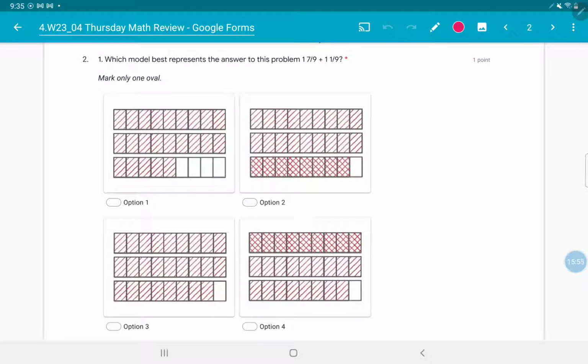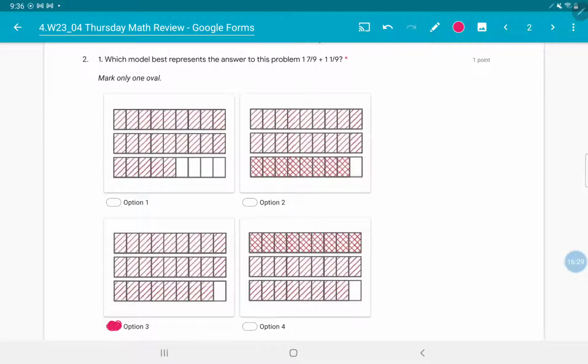Which one is that? Which one is it, Christopher? Option 3. Option 3 shows 2 wholes shaded and 8/9 of another. Why is option 4 not correct? It also shows 2 and 8/9. What's wrong with it? The top of it is subtracting, taking it away. Yeah, it's crossed out. Same thing on option 2. It also has 2 and 8/9 shaded, but the 8/9 are being taken away.